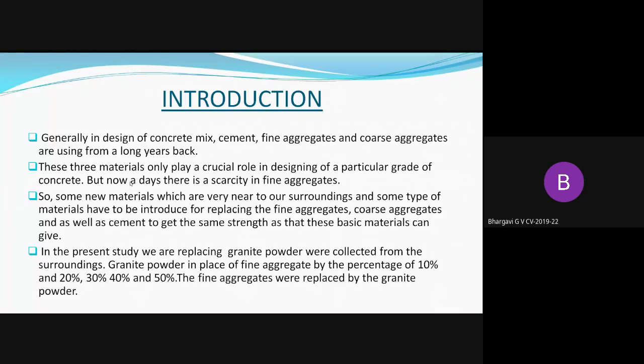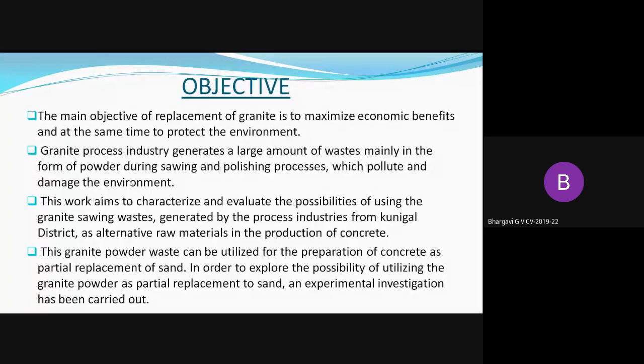In the design of concrete mix, cement, fine aggregates, and coarse aggregate have been used for long years. As it is known, these three materials play a major role in designing a particular grade of concrete. As we are aware, there is a scarcity of river sand. To overcome such scarcity, we need a substitute for river sand. So, some new materials which are near to our surroundings have to be introduced for replacing fine aggregate, which give the same strength as river sand. Hence, in this present study, we are replacing fine aggregate with granite powder.